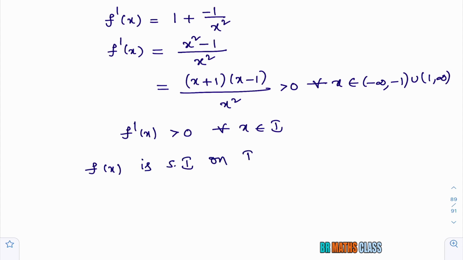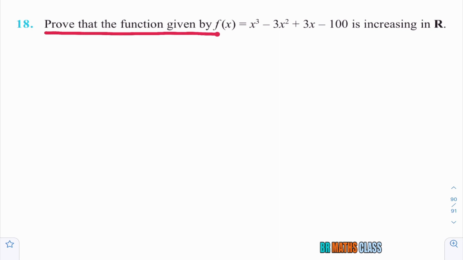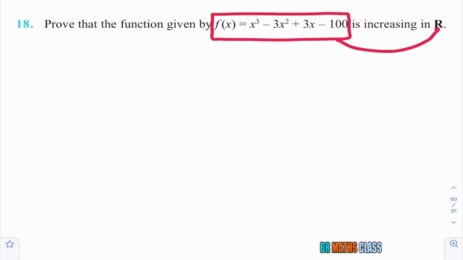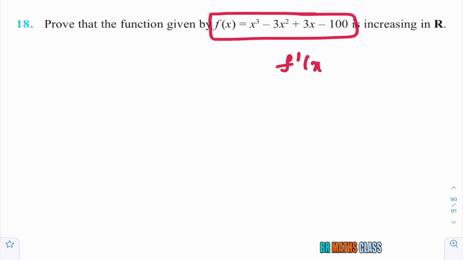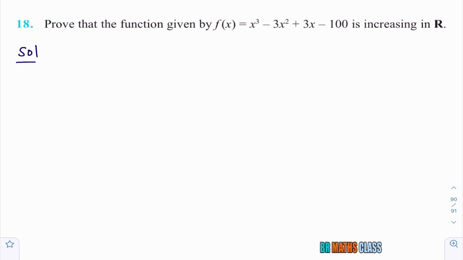I hope you understand. You observe this question: prove that the function given by f of x equal to this, the given function, is increasing on R. When I can say the function is an increasing function on real numbers, this is not strictly increasing, this is increasing. So if I can prove that this f dash of x is greater than or equal to 0 for all x belongs to R, then I can say that this function is an increasing function in R. So what I'll do, first I'll take the given function. What is the given function? The given function is x cube minus 3x square plus 3x minus 100.